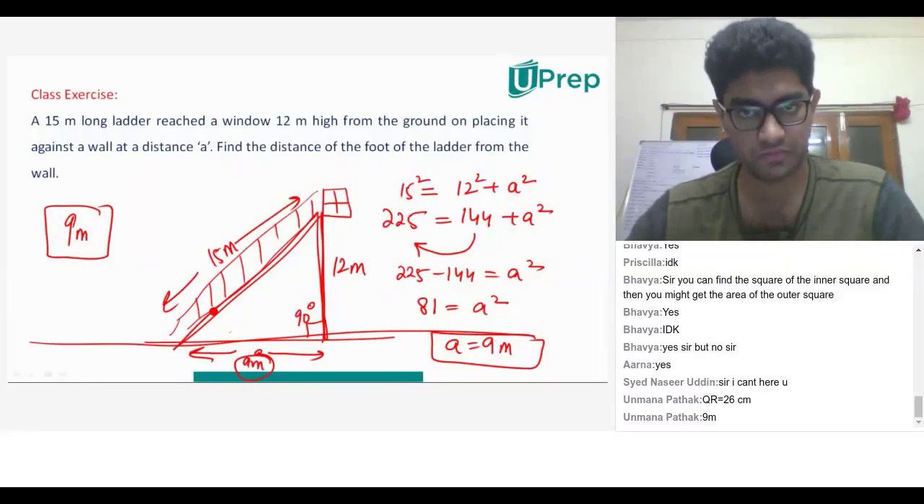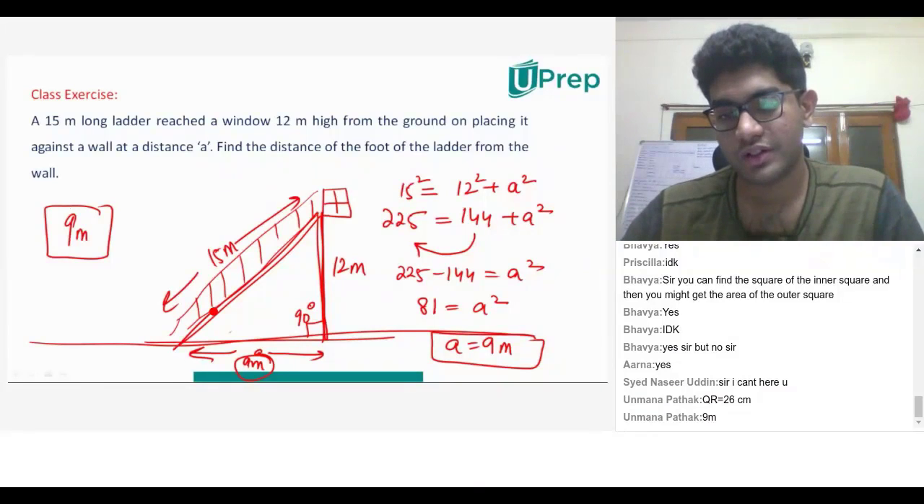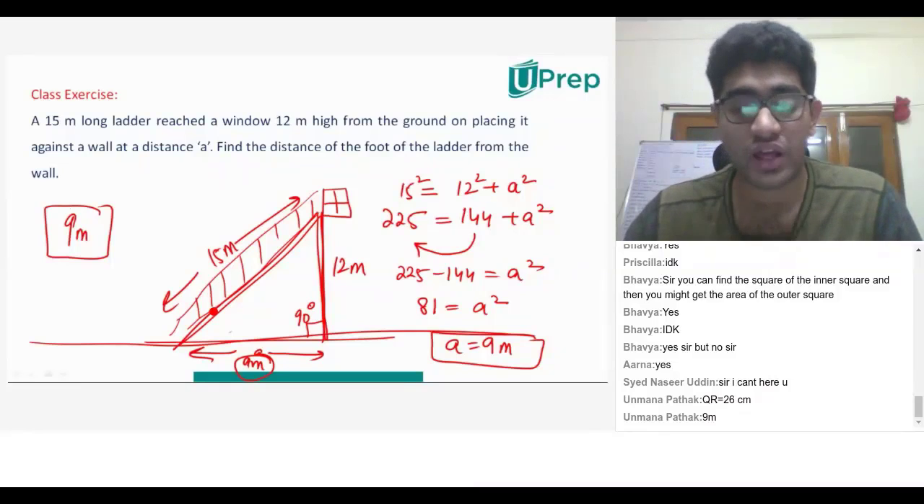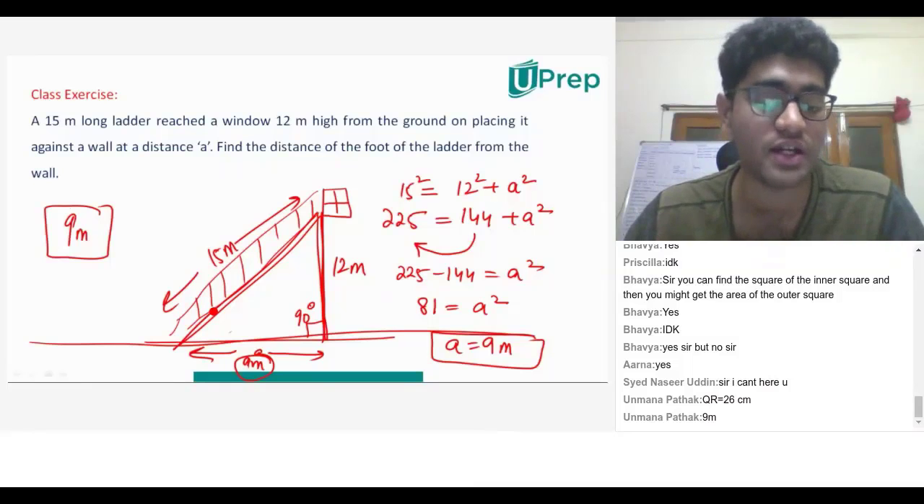Guys, clear? So what I did was I added 225 with 144. Okay. Why would you do that? Sir, I used the Pythagoras theorem. Correct. But you would do that if he was asking you the length of the ladder. What did he ask you? He asked you the base ka length.